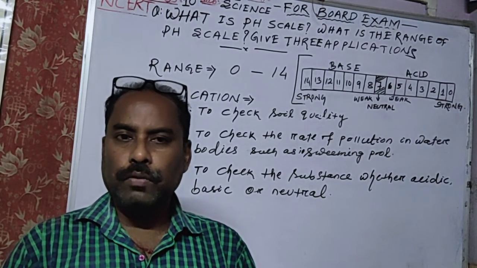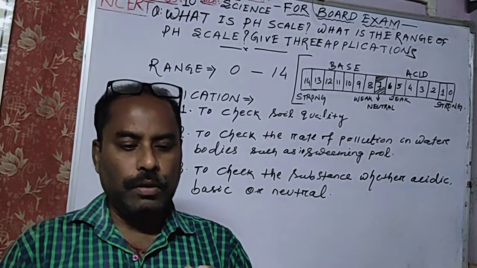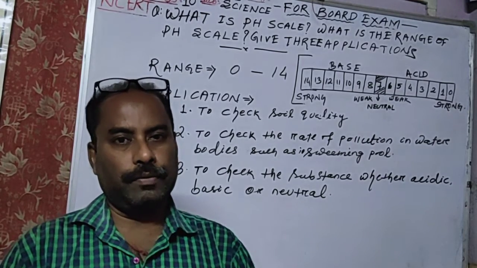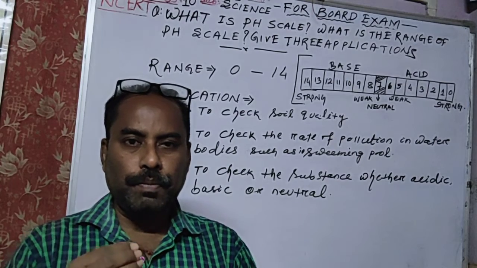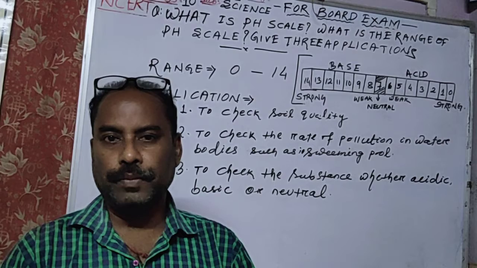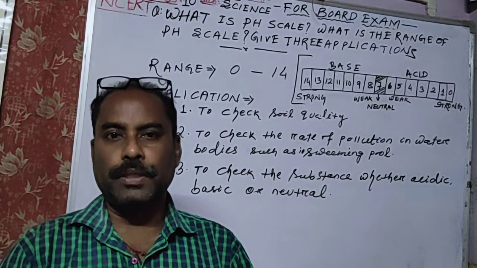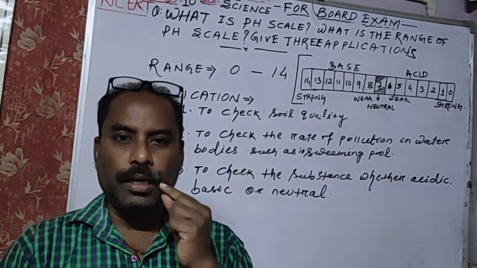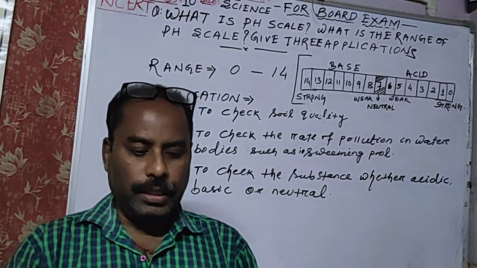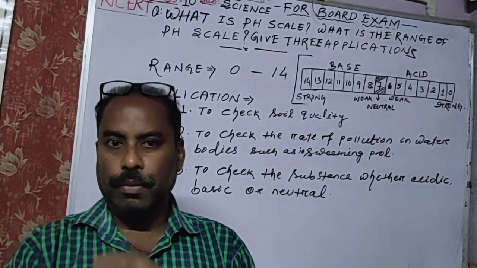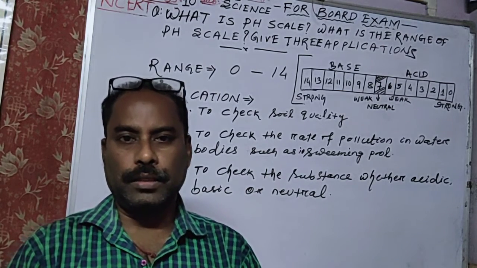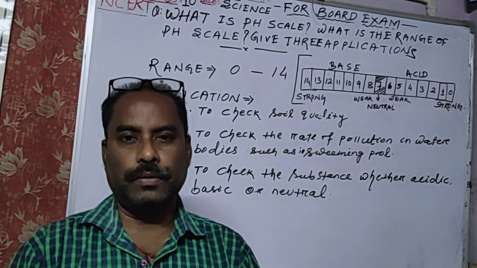In everyday life, for example, we use the pH term for tooth decay. Because of the decrease of pH level in our mouth, less than 5.5, acid secretion takes place in our mouth, and that acid reacts with the enamel of our teeth, which is the hardest substance, and this acid slowly dissolves the enamel, causing tooth decay, and that is called dental caries or tooth cavity.